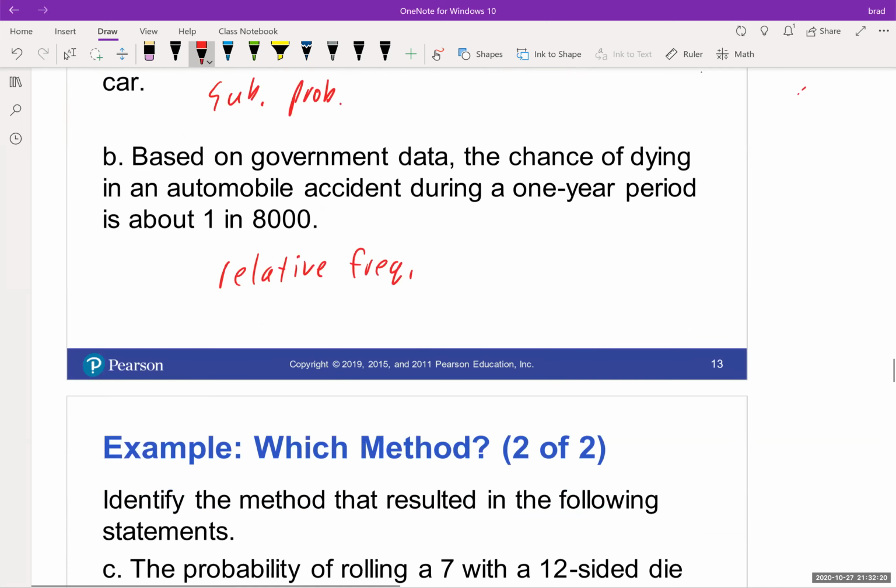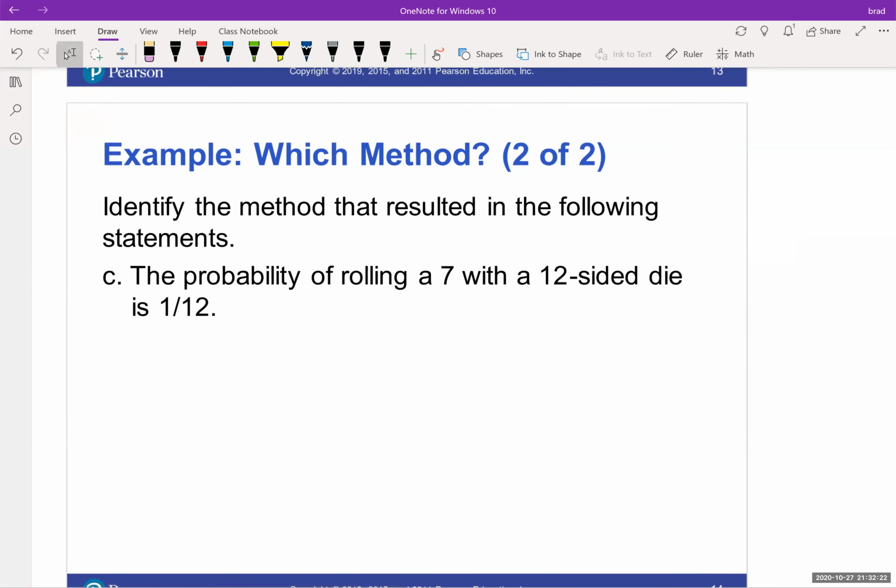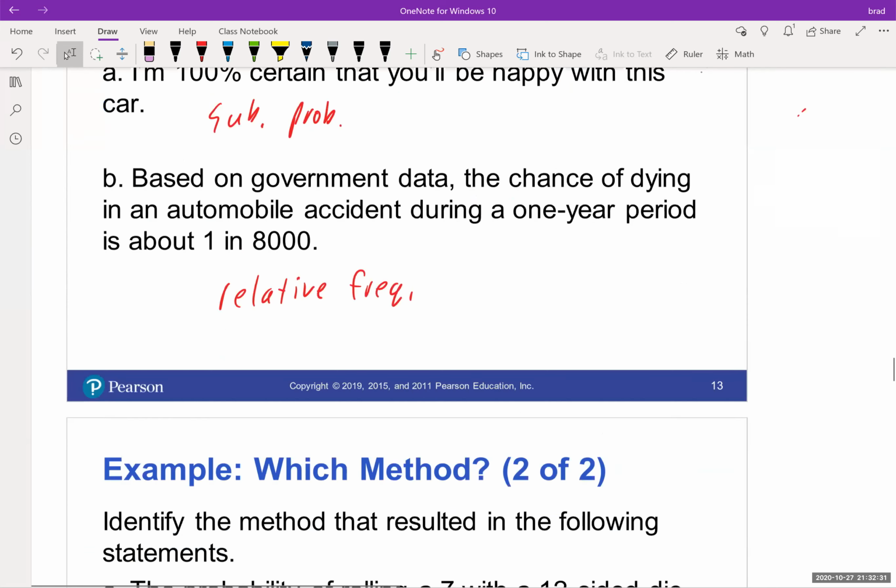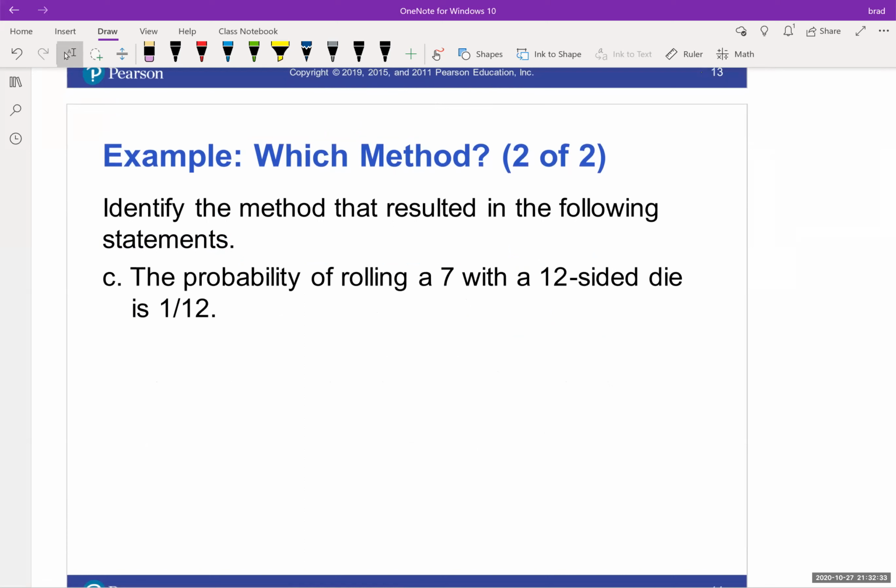Okay, let's go to the next one. The probability of rolling a 7 with a 12-sided die is 1 in 12. Okay, so what does that sound like? Does that sound like relative, or does that sound like theoretical? Like they already know what's supposed to happen on the dice or on the die. So I'm going to say that that is theoretical, right?